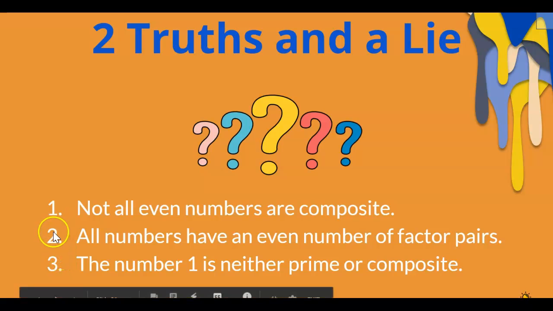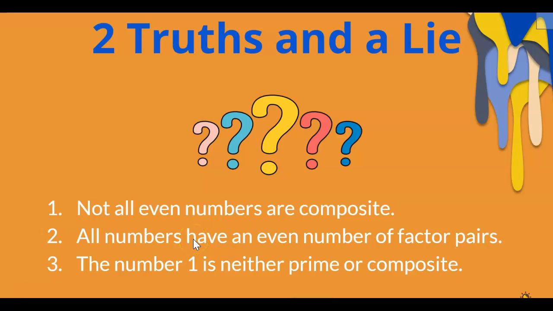Number 2 is going to be the false one. Number 2 is the false one. All numbers have an even number of factor pairs. So that number is true because we can prove it.